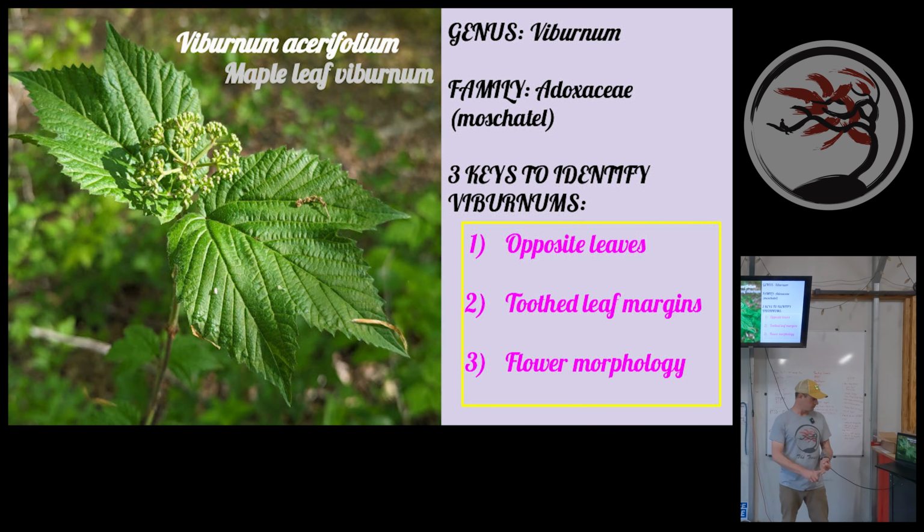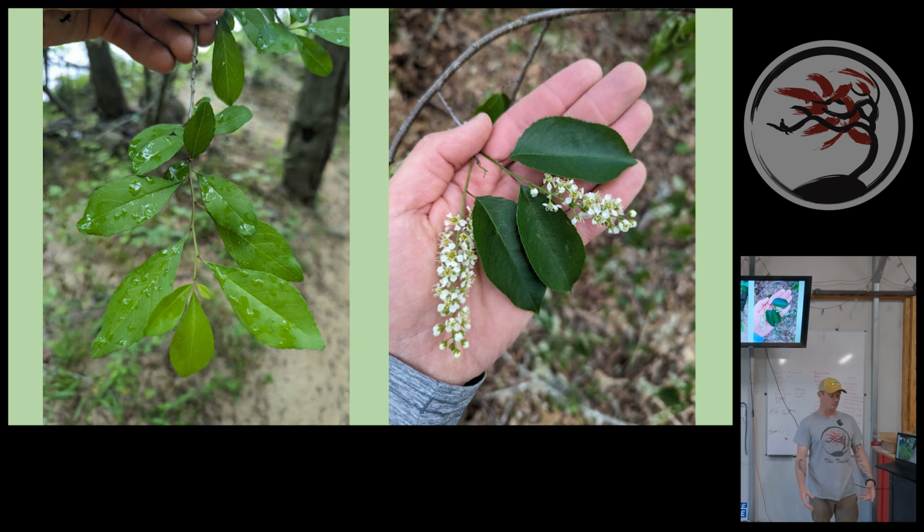Opposite leaves, toothed leaf margins, and then the flower morphology is going to be this kind of, we called it a cyme, but it's sort of a rounded globe of flowers. So those are our 3 distinguishing characteristics that should get you to viburnum pretty reliably if we're looking at native plants.